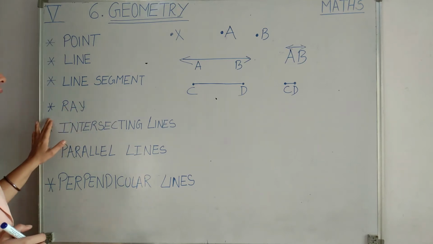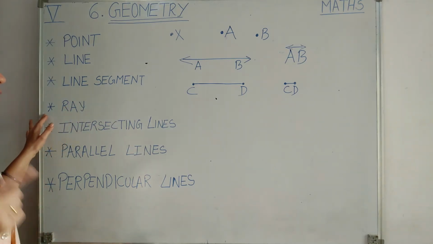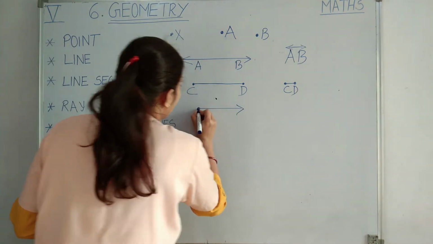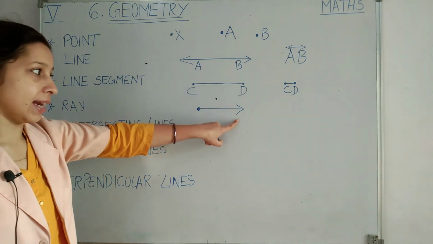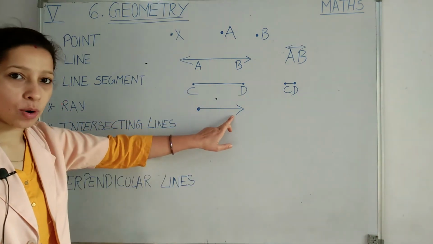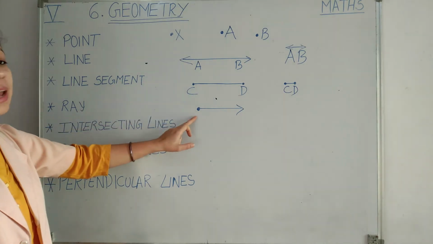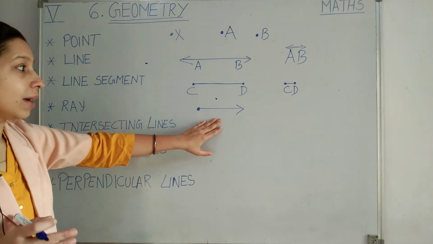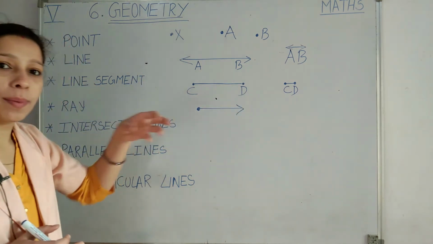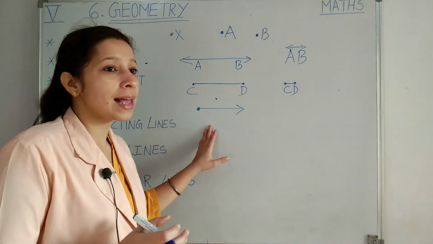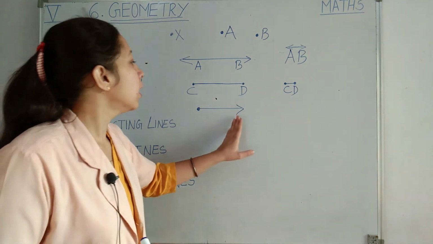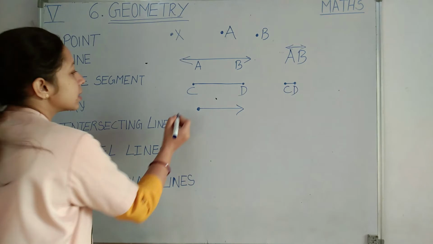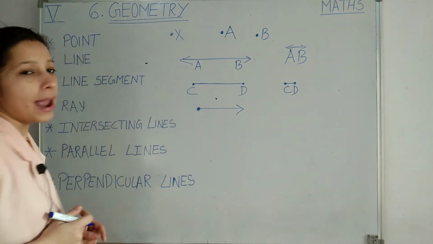Now our next topic is ray. For ray, I'll explain it like this: a ray is half line and half line segment. Why half line? Because you can see it has one arrowhead. And why half line segment? Because it has one end point. So students, will its length be fixed or infinite? A ray again has indefinite length. You can extend it endlessly, but only in one direction, students. As you can see here, the end point is there.